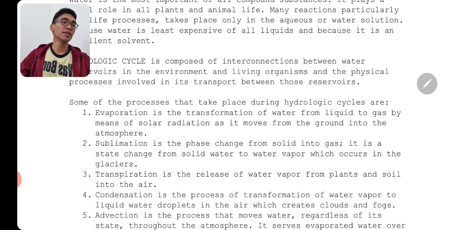Hindi pwedeng, it's not renewable, okay? Well, basically, there is no truly renewable kasi even the sun has its energy being lost. So, pero let's say it's renewable. Now, the hydrologic cycle is from one area going to another area and then going back to the same area. So basically, it's a cycle.